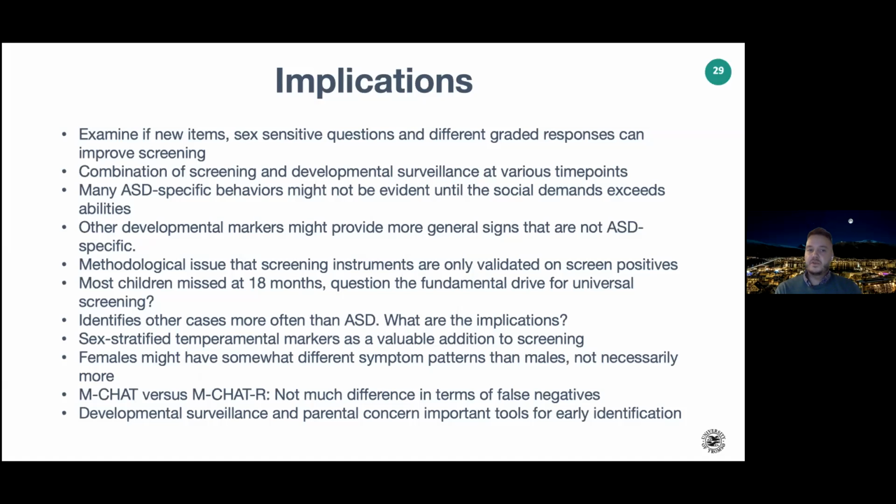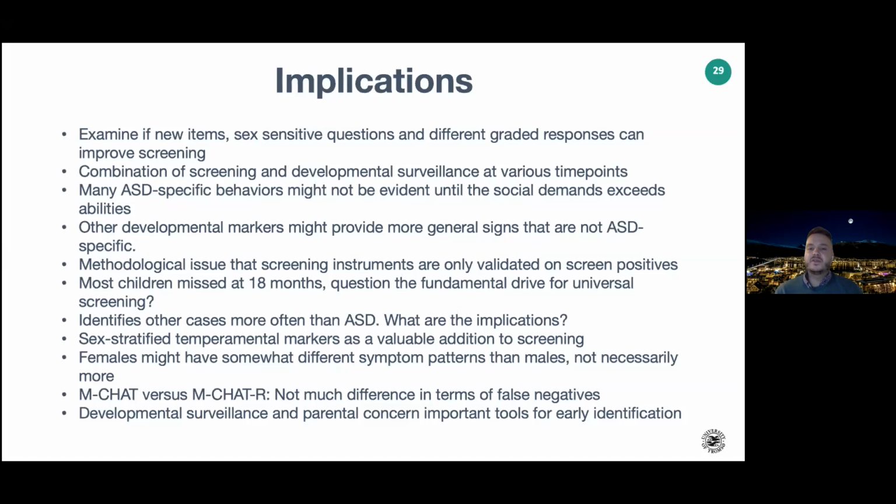So there are also some issues about how we conduct research and how we validate these screening instruments. We look at the children that screen positive, and then we don't follow up on the children that screen negative. And that's an issue because we know that kids that are diagnosed with autism receive their diagnosis anywhere between 1 year and 18 when we look at the child and adolescent group. So it's a very widespread and heterogeneous group in terms of when they get their diagnosis. So most children are actually missed on this most used screening instrument, the MCHAT.